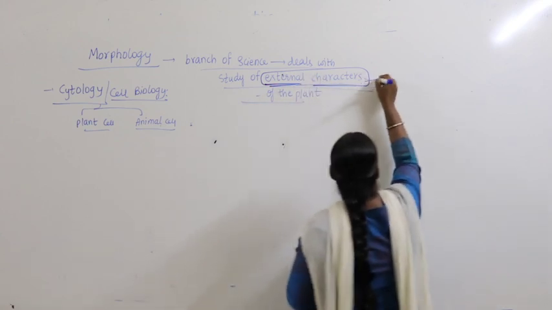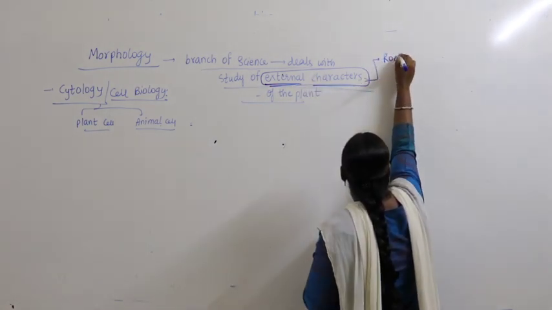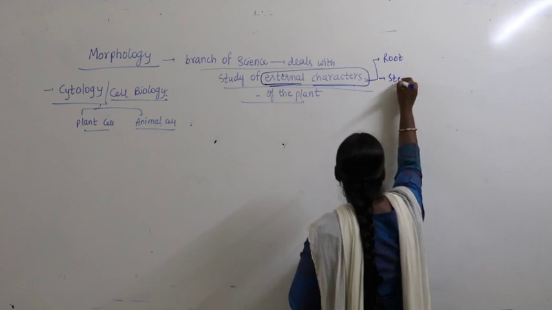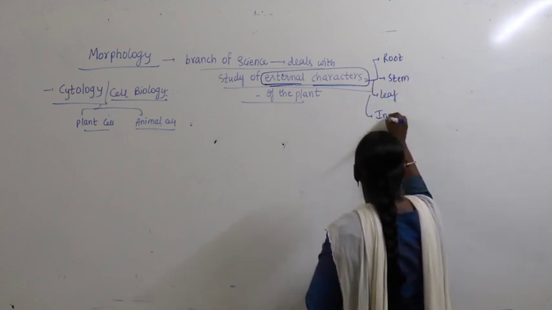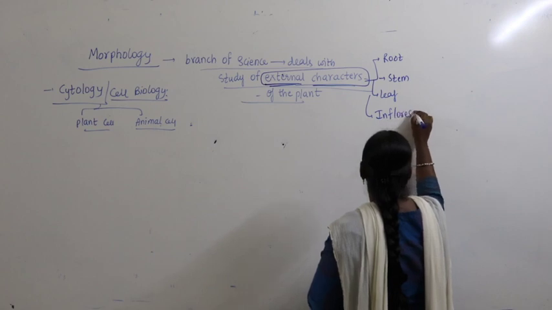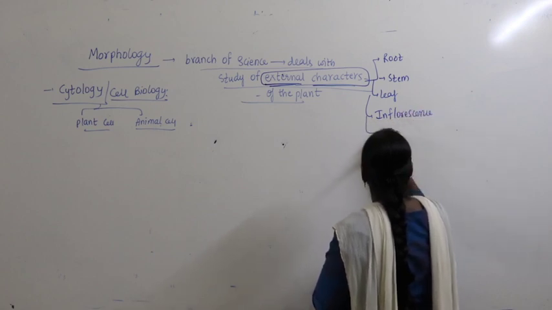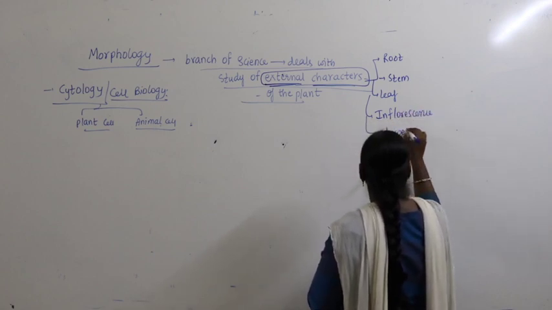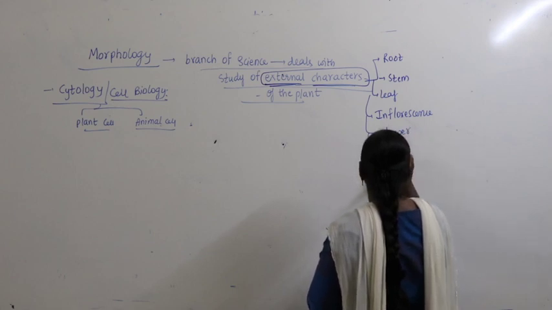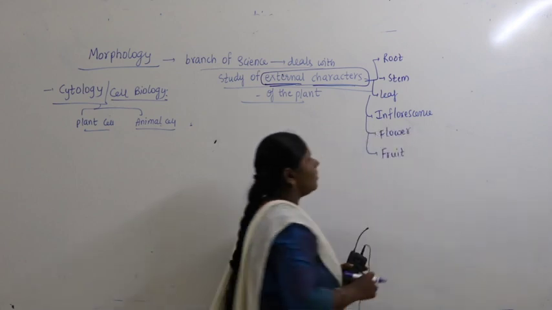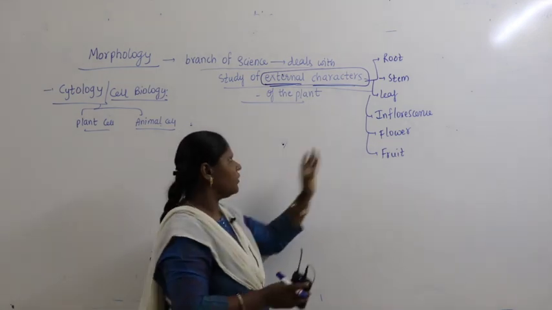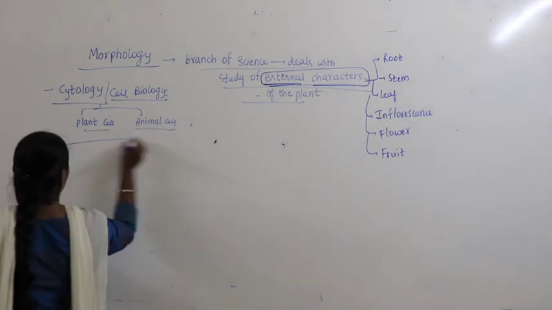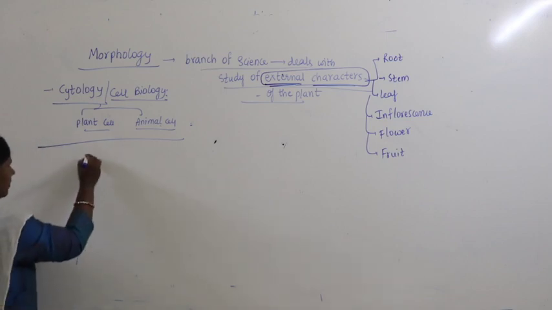These external characters are nothing but root, stem, leaf, inflorescence, flower and fruit. Okay. So generally if you take a plant, here I am just writing like this.